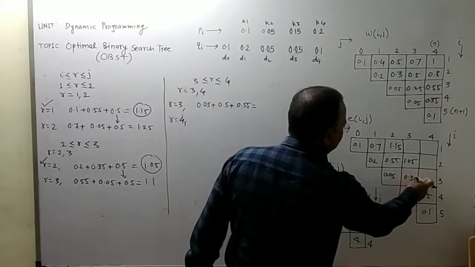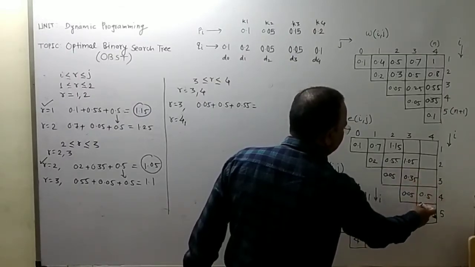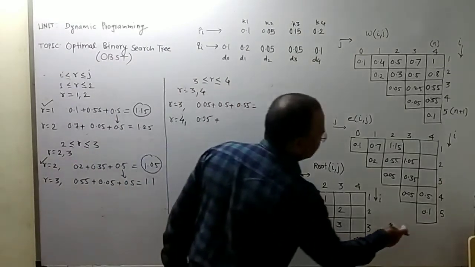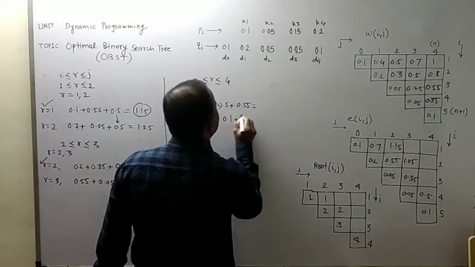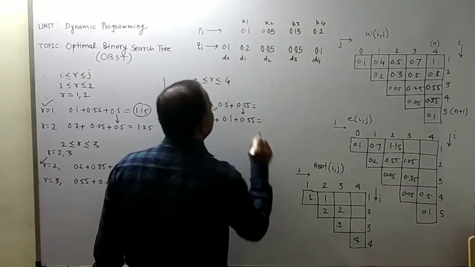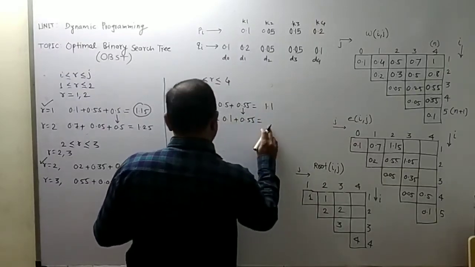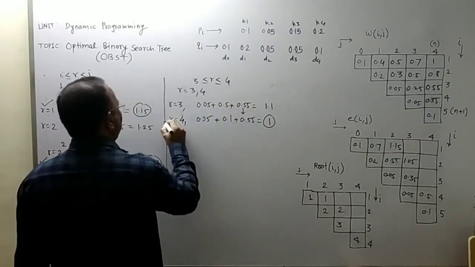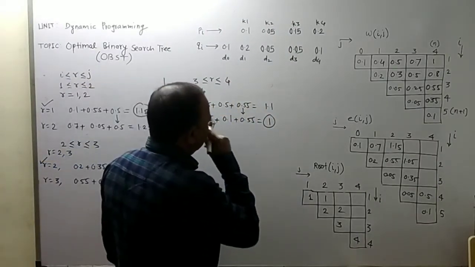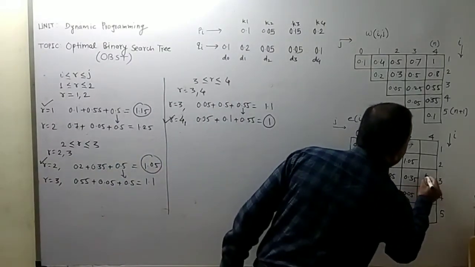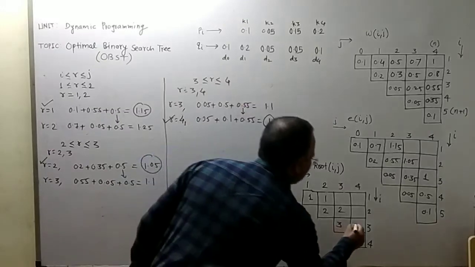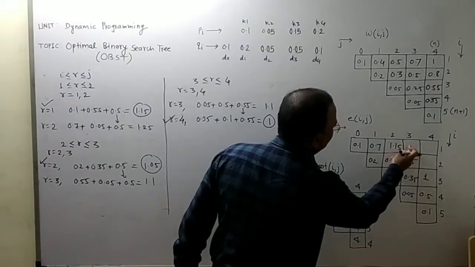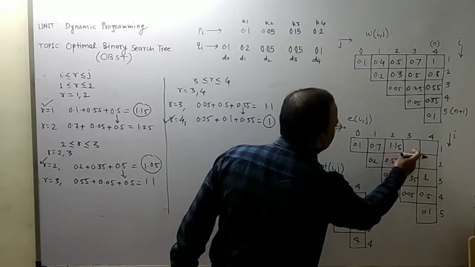So in the left side we have to consider the nearer value. In the downside we have to consider the last value. 0.35 plus 0.1 plus 0.55 is equal to 1.1 and this value is 1. So out of these two values, 1 is the minimum for r is equal to 4. So put 1 and here r is equal to 4. So in this way we have completed these diagonals. Now we will go for filling the values for this diagonal, these two cells.